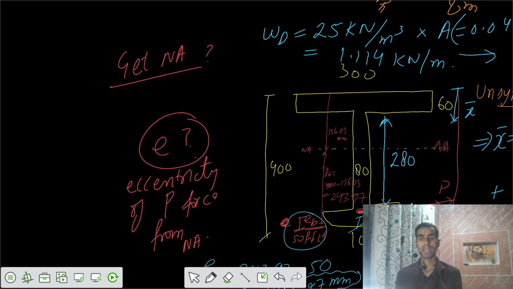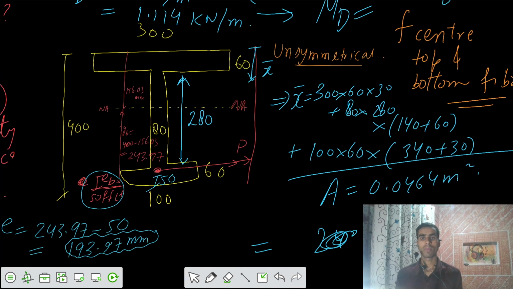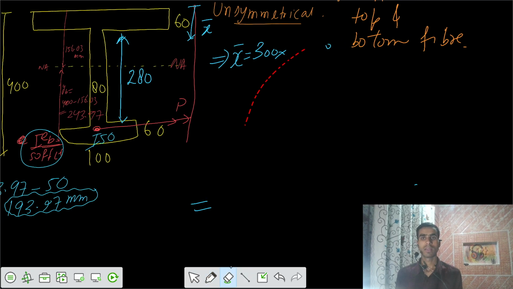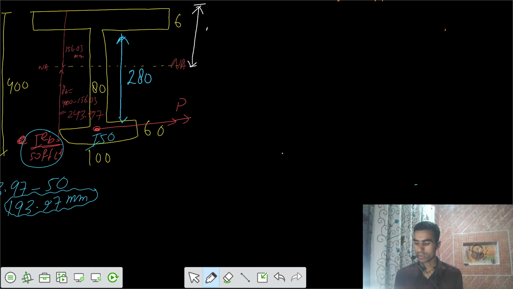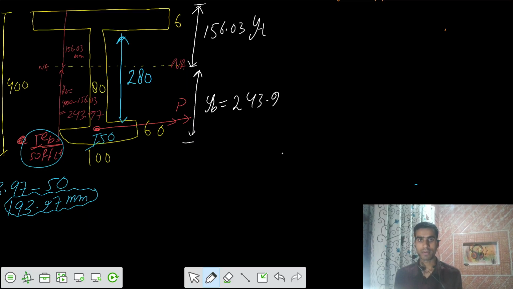Let's calculate the value of I. That is the moment of inertia about the neutral axis. Okay, let's go for that. See, this data, the neutral axis, Y top, was given to you. We calculated that as X bar. Y top was equal to 156.03, and your Y bottom was equal to 243.97.